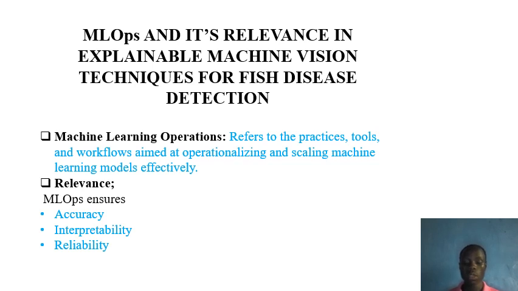MLOps helps us to explain the predictions made by the model to the stakeholders, which are basically maybe the clients. And also machine learning operations ensure reliability, as these practices enhance the reliability of the entire machine vision system, by ensuring consistent performance and consistent operation of the model, and also being robust to varying conditions, among others.